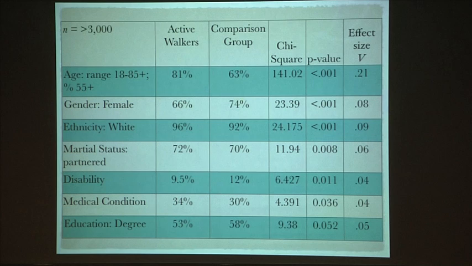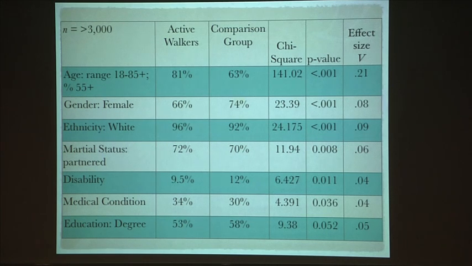This table shows you the demographics of both groups, the percentage of individuals who are aged 55 and over, who are women, who are of a white ethnicity, who are partnered, either married or cohabitating as a couple, the percentage of individuals in each group who have a disability, who have at least one or more medical conditions, and who are university educated. I then ran a chi-square analysis, a statistical analysis to determine if the 2 groups were significantly different on any of these demographic variables, and they were significantly different on all of them except for university degree.